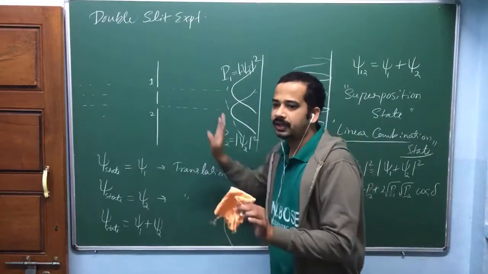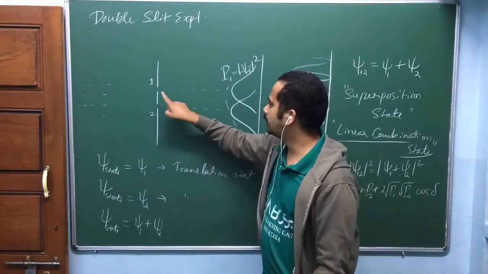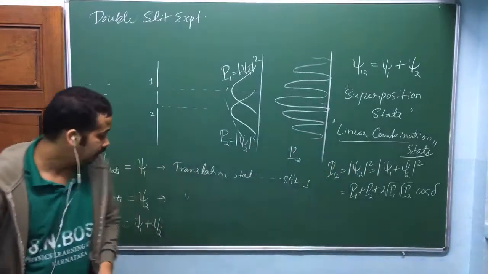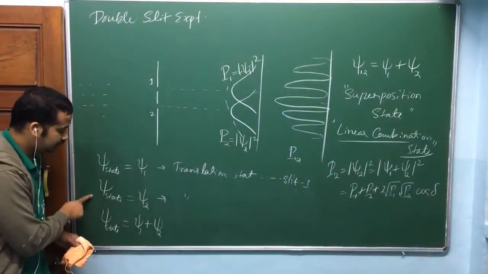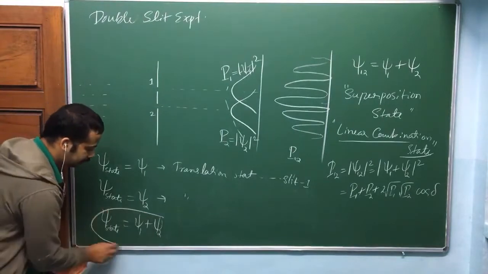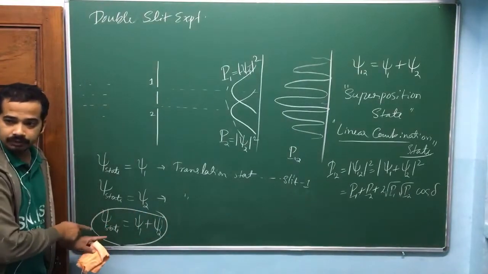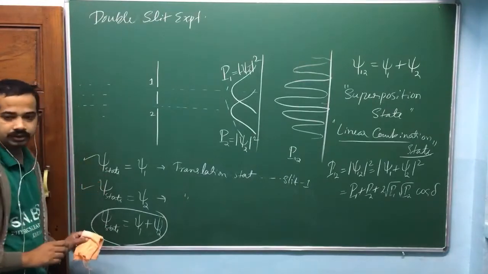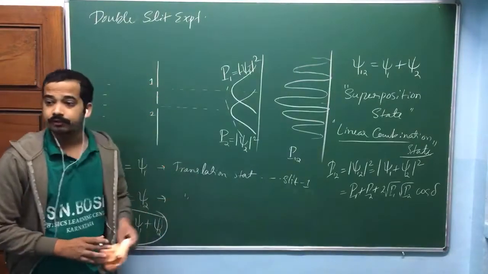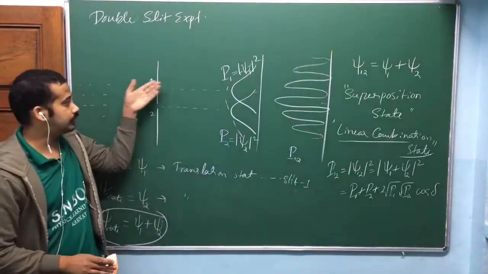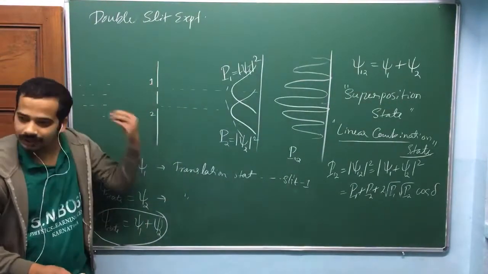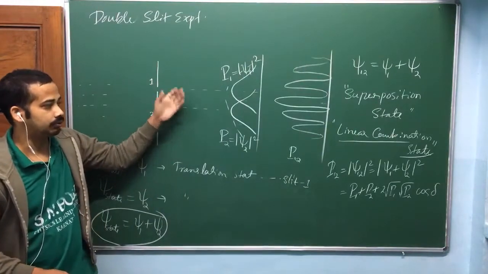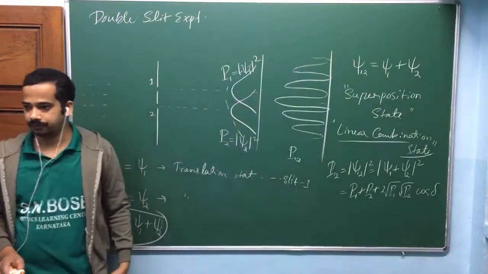But I'll not go into how practically I do the measurement, okay. I'll just say I did the measurement, and I found that either the electron passes through slit one, or slit two. If you do measurement, you will get the electron in this state or in this state, not in this state. If you keep it unobserved, then only you get this state. If you do observation of which slit the electron is passing through, you will get either slit 1 or slit 2.